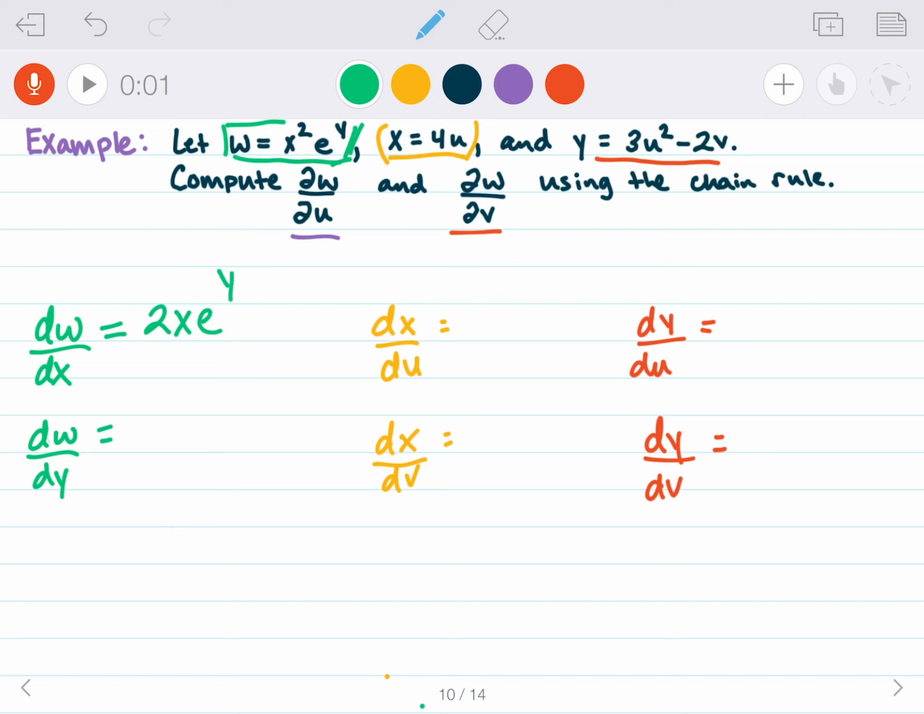Alright, now let's do dw dy. Again, same thing. Keep the first times the derivative of the second. This time we're leaving x fixed. We're finding the partial of w with respect to y. So x is a number. X is fixed. Keep the first times the derivative of the second, plus keep the second times the derivative of x squared. Well, that's 0. Remember, x is a constant number. So our answer here is just x squared e to the y.